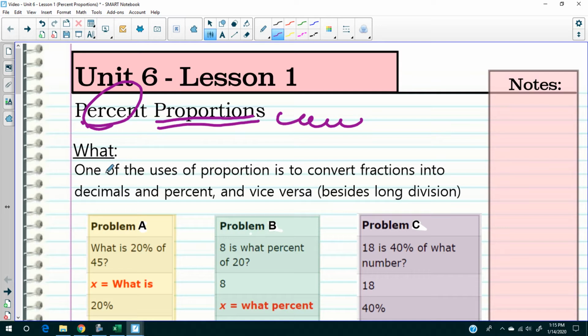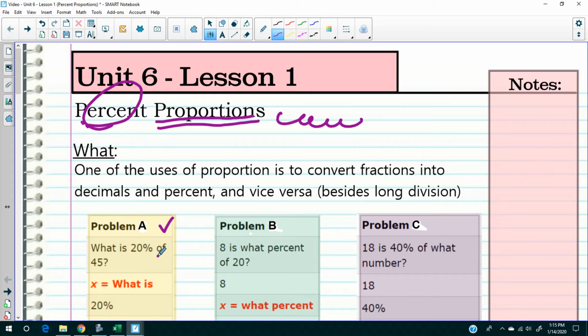So what is it? One of the uses of proportion is to convert fractions into decimals or percent and vice versa. In other words, taking a look at a type A question: what is 20% of 45? Now, back in the day, meaning two months ago, maybe a month ago, how do you do that?